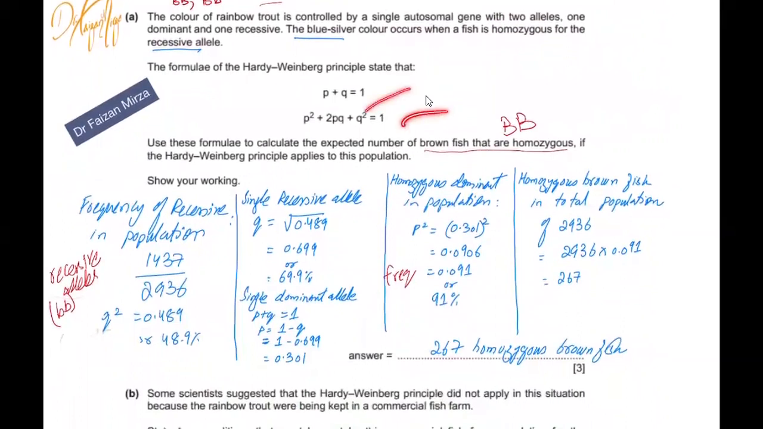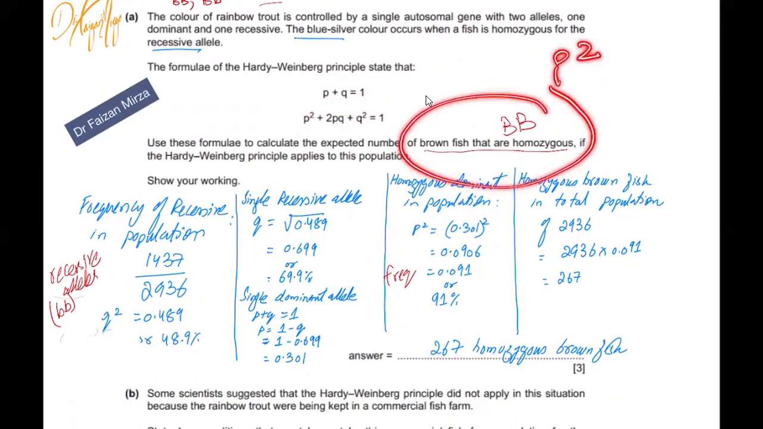The formulas are mentioned to us. Again, we'll use this formula. I think we can just avoid using this formula, as this question can be done very well without it. They are using this formula to calculate the expected number of brown fish in the population that are homozygous. So they are expecting you to calculate capital B capital B. Now we know that homozygous in our population is always p square. If they were asking for a single allele, we would have calculated p. But they are not asking for p, they are asking for p square. Although we have to calculate p and then go to p square, let's go with the calculation.